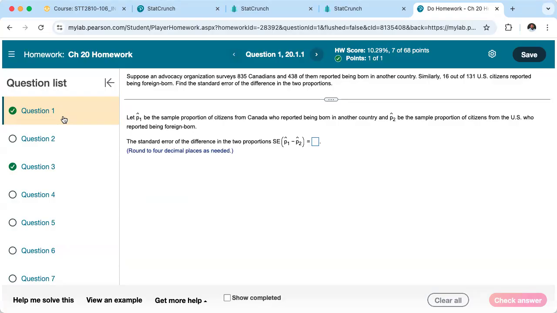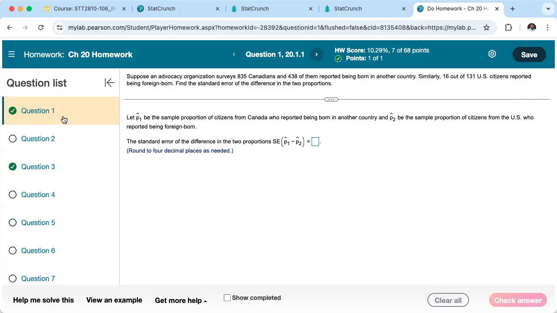Let's learn how to solve question 1. It says, suppose an advocacy organization surveys 835 Canadians, and then 438 of them reported being born in another country. Similarly, 16 out of 131 US citizens reported being foreign born. We want to find the standard error of the difference in the two proportions.